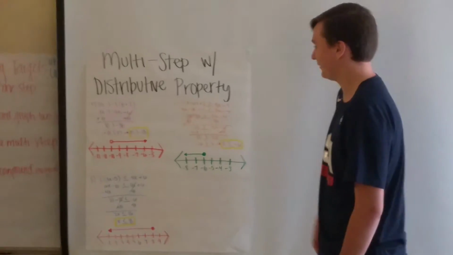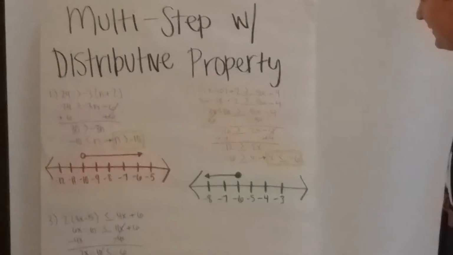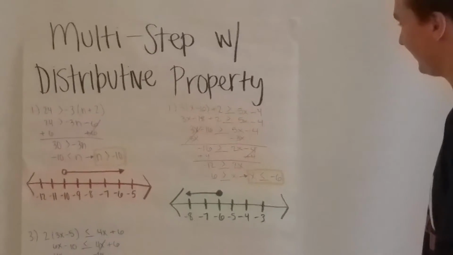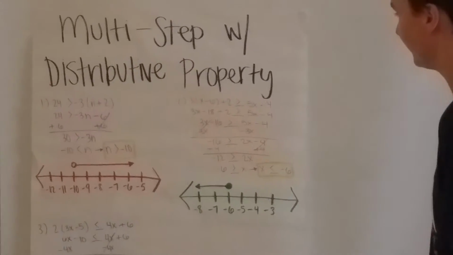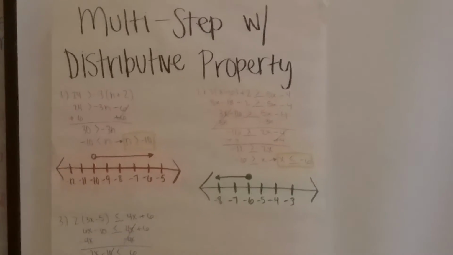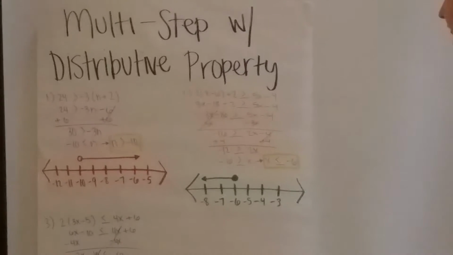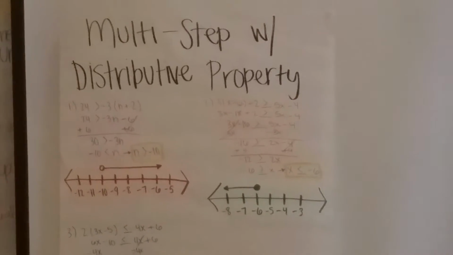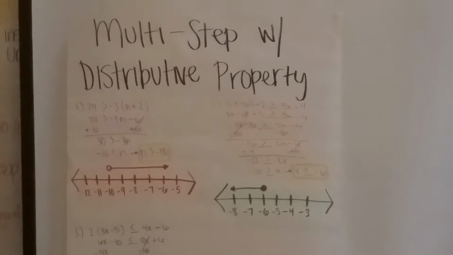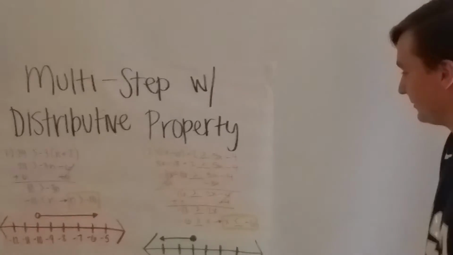Number 2, we had 3 parentheses x minus 6 plus 2 is greater than or equal to 5x minus 4. First, you're going to distribute to get 3x minus 18 plus 2 is greater than or equal to 5x minus 4. Then you're going to combine like terms to get 3x minus 16 is greater than or equal to 5x minus 4.